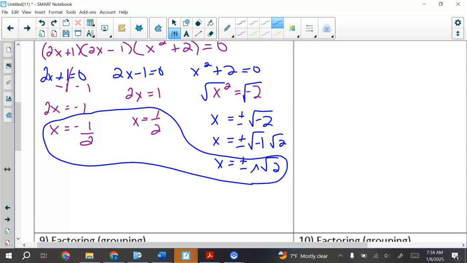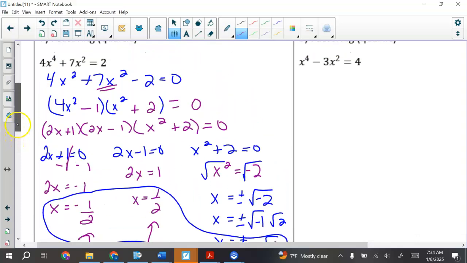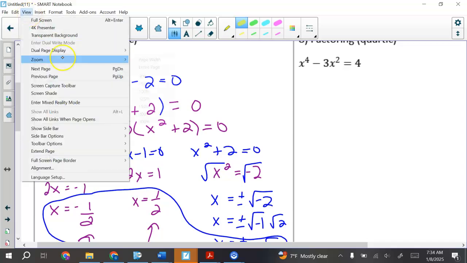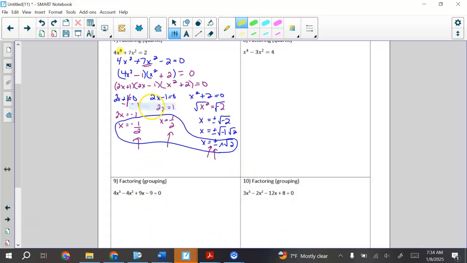So let's count how many answers we have. There's 1 answer, 2 answer. Now the plus minus case, that gets you 3 and 4 answers. So we had 4 answers. If we go back up and look at the problem, it was to the 4th power, the degree. That's how many answers you should be getting. Okay, so that's good. All right, go ahead and pause the video and try the next one.